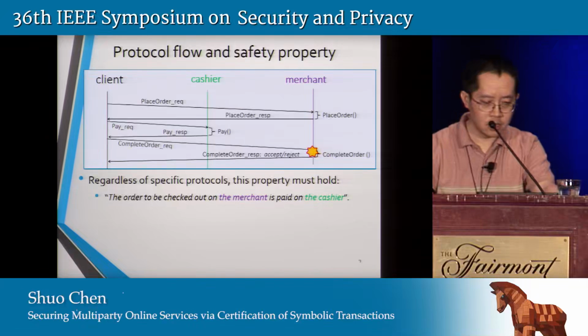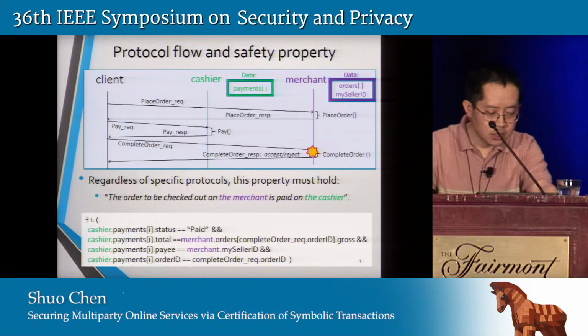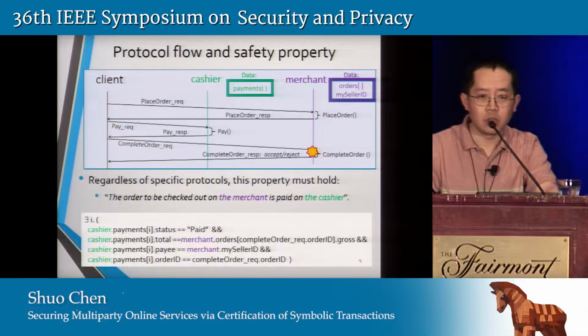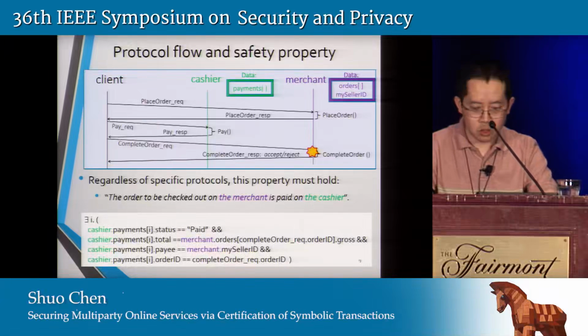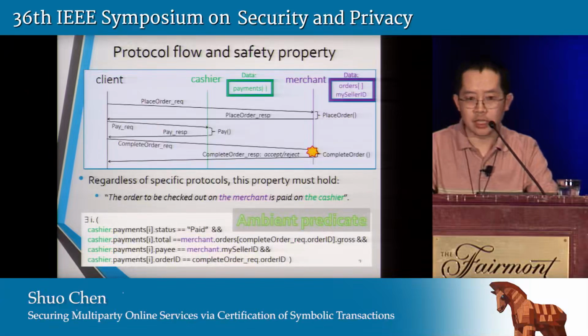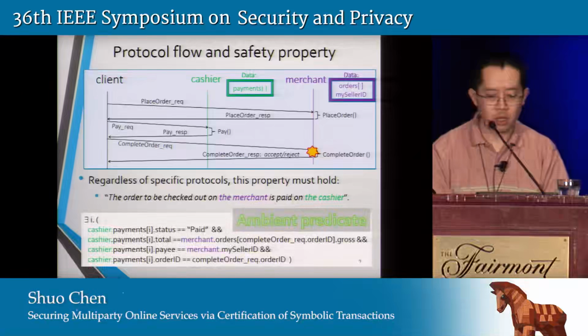And more specifically, we want to check that there exists a payment on the cashier of which the status is paid, the total equals the gross amount of the order, and the payee is this merchant, and the payment is for this particular order. Right? So this is our ambient predicate. This is what we want to ensure by the whole system.